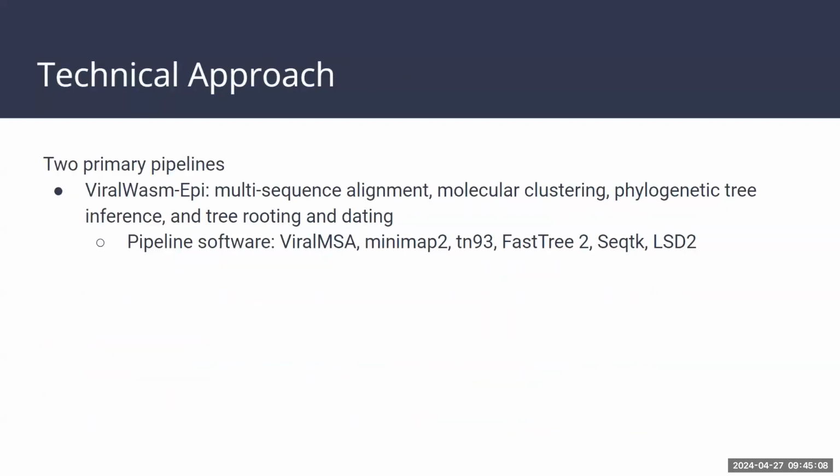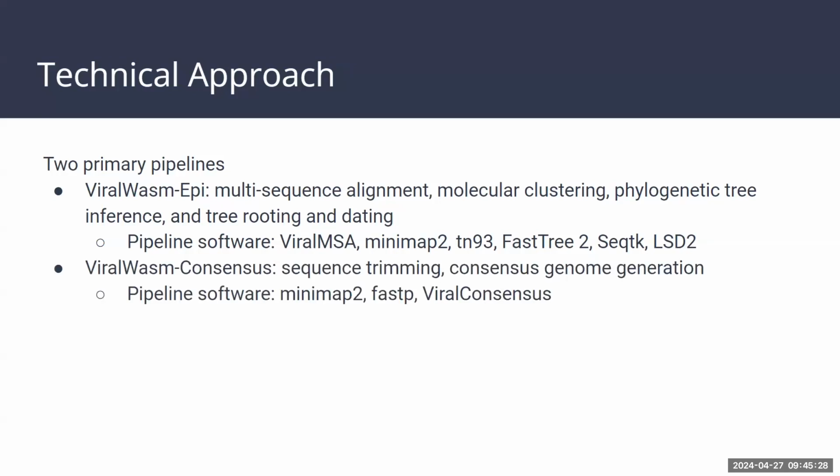For our technical approach, we have 2 primary pipelines. The first pipeline is for multi-sequence alignment, molecular clustering, tree inference, and rooting and dating. It uses ViralMSA for sequence alignment, Minimap2 also for sequence alignment, FastTree2 for tree inference, and LSD2 for rooting and dating.